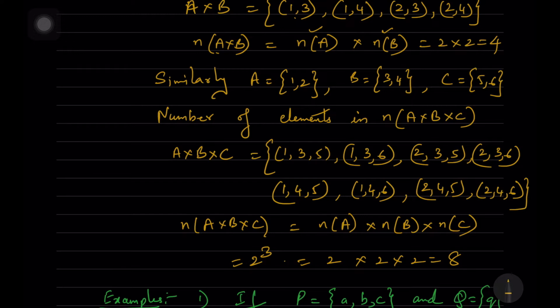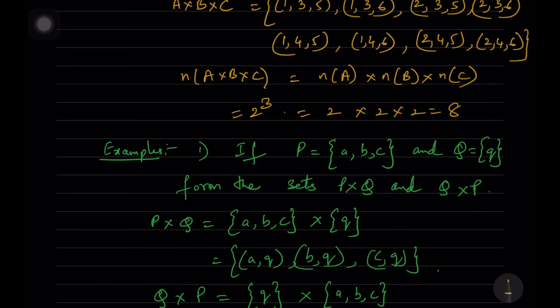Therefore the number of elements of A cross B cross C is equal to n of A into n of B into n of C, that is 2 into 2 into 2, which is 8. We have seen that already previously. So I have shown you as an example now, that is 2 cubed is equal to 8. Now we'll go into one more example. In general we'll write down.